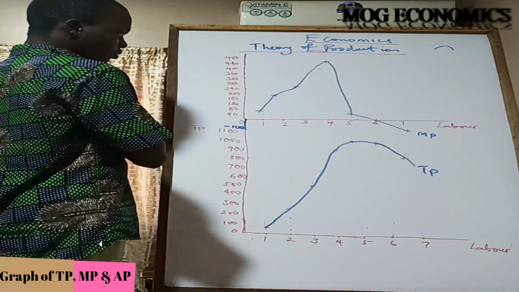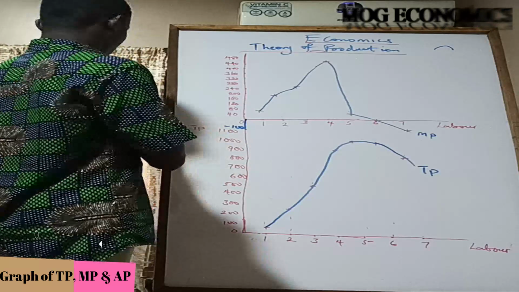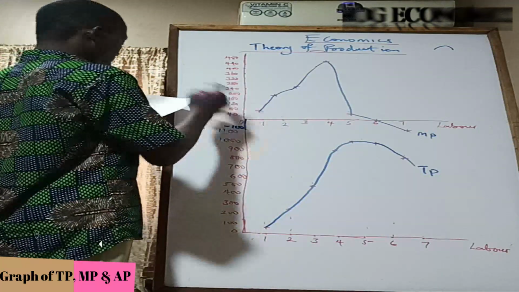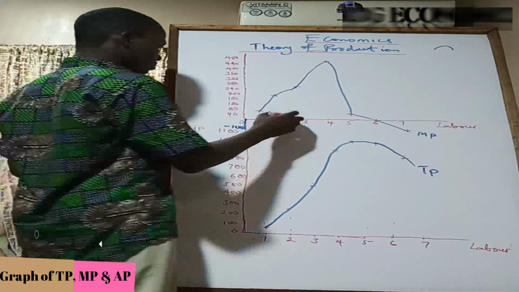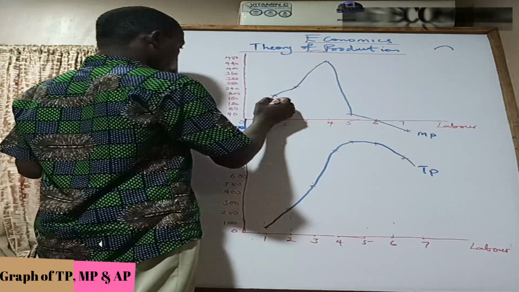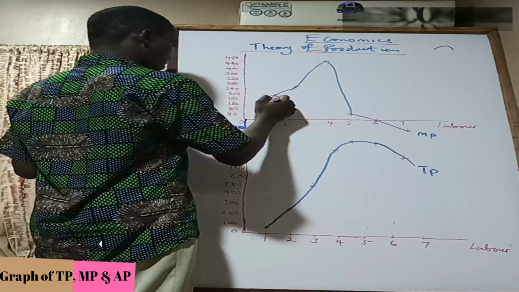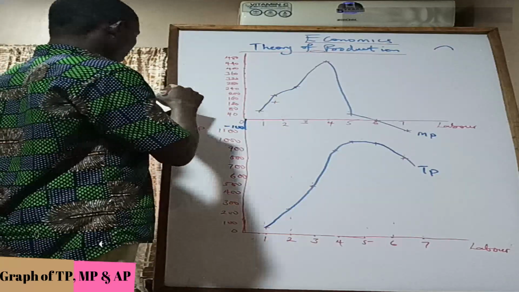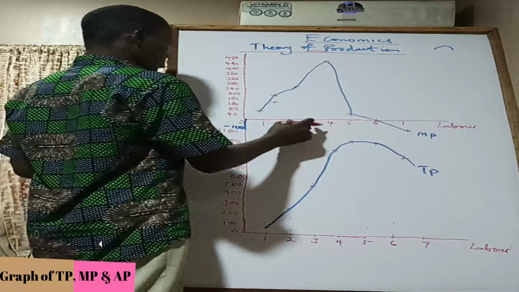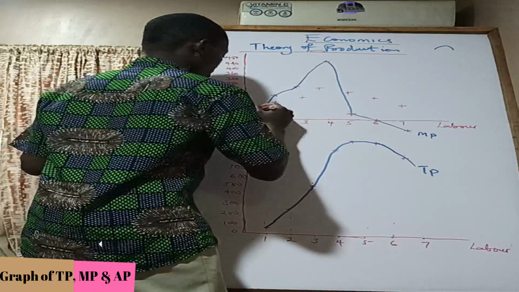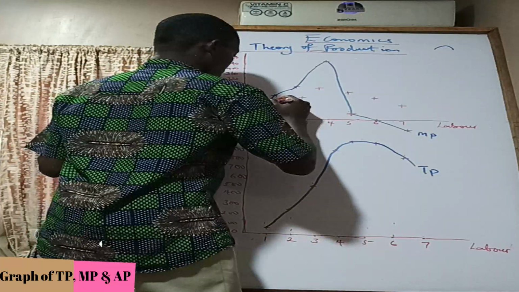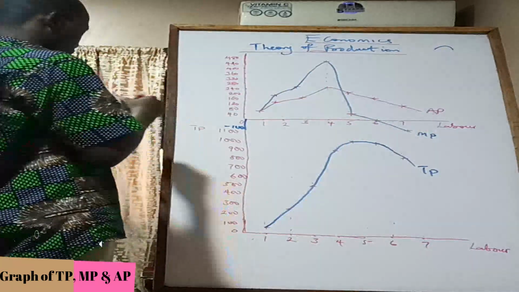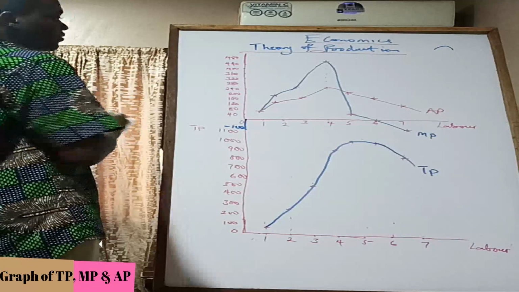Then let us sketch out our AP. AP is also starting from 80, 1 and 80, then 2 and 140. 2 and 140 is just here. I didn't draw this to scale, so there'll be some errors. Then 3 and 180, 3 and 180. We have something like this. Our graph is a little bit unique, but it's fine.